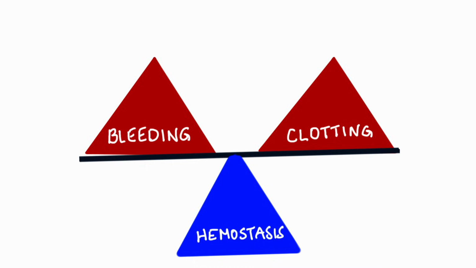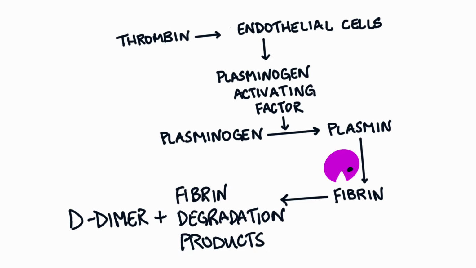Build it up and knock it down. Hemostasis needs to balance clotting and bleeding. Unless you want every clot that is ever made in your body to remain there and cause vascular obstruction, we're going to need a mechanism to break them down. And this is called fibrinolysis.